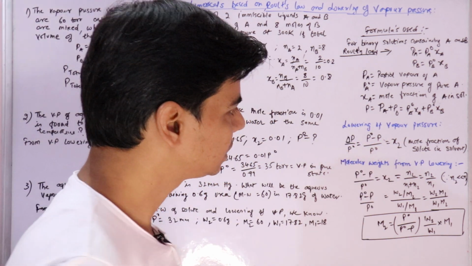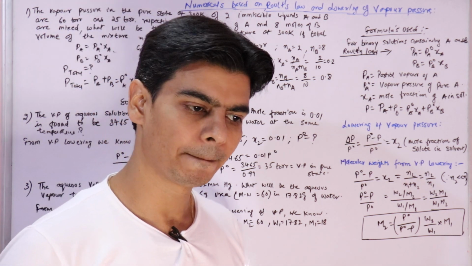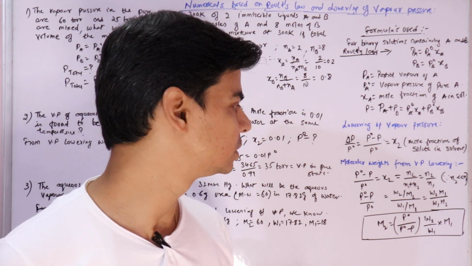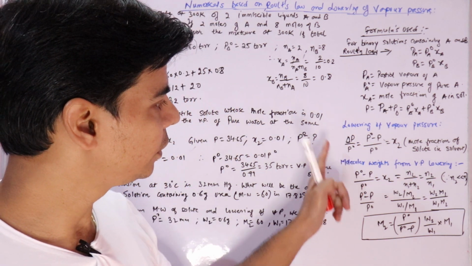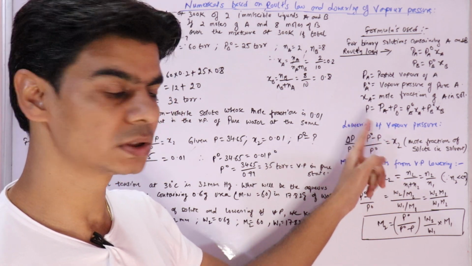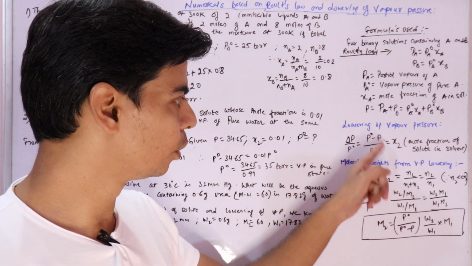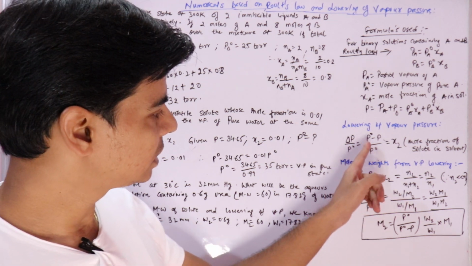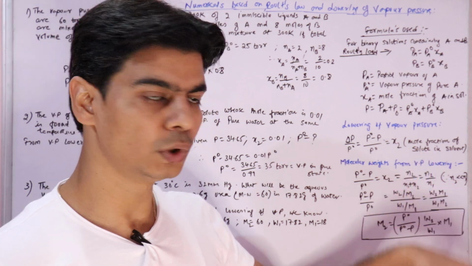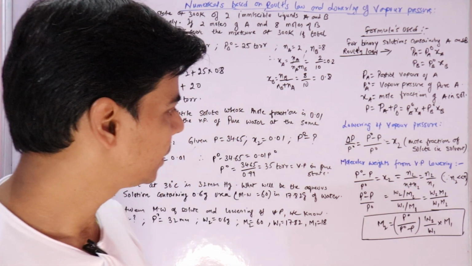So lowering of vapor pressure we know is a colligative property. Since it's a colligative property, it should depend on the number of solute particles. So we have proved that the lowering of vapor pressure, P0 minus P, this is the relative lowering of vapor pressure. This depends on the number of solute particles, where X2 is the mole fraction of solute in solvent.